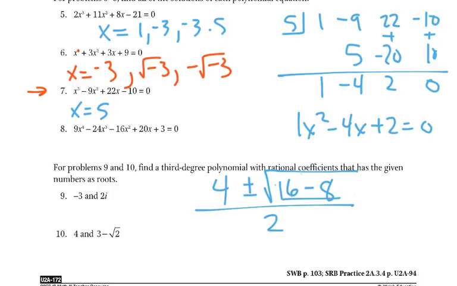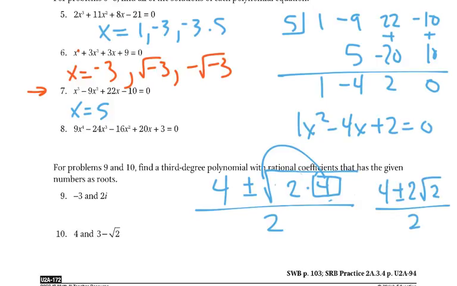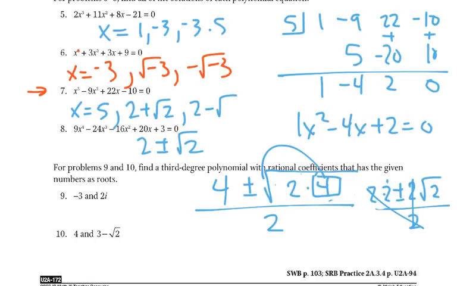Okay, so that was 4. Then 16 minus 8, well, that's 8. Okay, can we simplify 8? Yeah, 8 is like 2 times 4, right? Do we know the square root of 4? We do, it's 2, so that would pull a 2 out. We'd have 4 plus or minus 2 square roots of 2 over 2. Well, 4 we know is like 2 times 2, so I can eliminate one 2. And then I'm left with 2 plus or minus the square root of 2. So 2 plus the square root of 2, and then 2 minus the square root of 2.